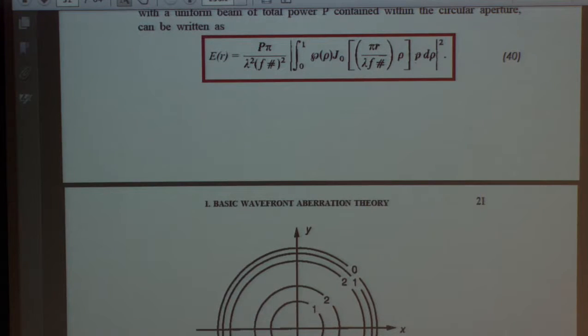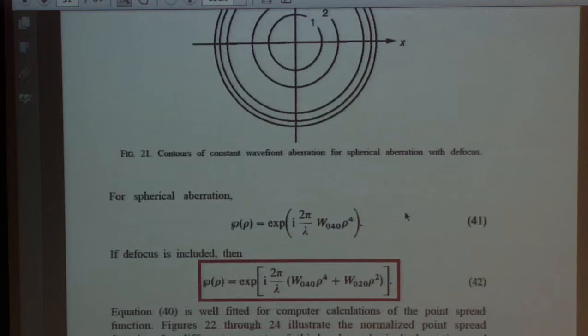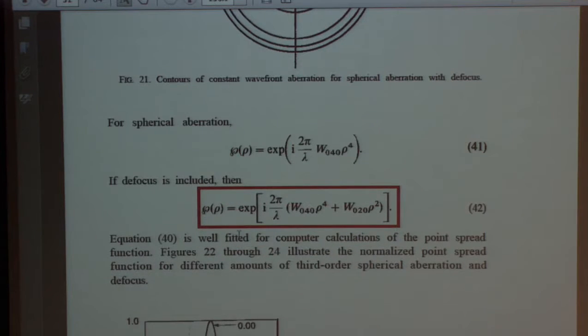Anyway, we're going to calculate the diffraction pattern by doing the Hankel transform of the pupil function here. And if I just have spherical aberration, then the pupil function, well, it's a circular aperture, but the pupil function would just be e to the i 2 pi over lambda W040 rho to the 4th. And if I put in some defocus, then the pupil function here would be e to the i 2 pi over lambda, well, W040 rho to the 4th, and then we have to add in whatever the defocus term is.